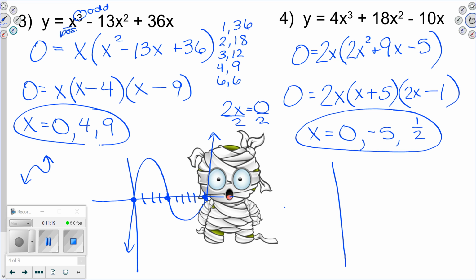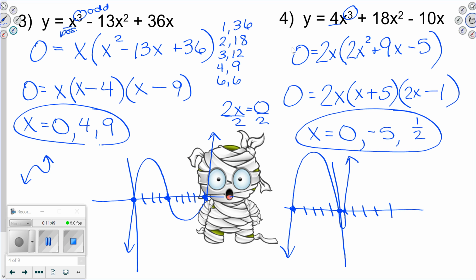All right. So if I would draw a sketch, right, I know it's going to cross at 0, -5, and half. I made very tiny hash marks there. All right, and then end behavior at the beginning was odd and positive, so it looks like a squiggly up. So I know it's going to go up through here, down. Forget real tight there.